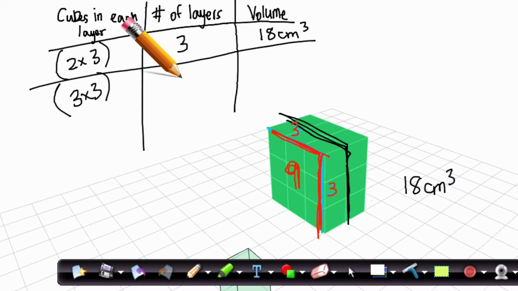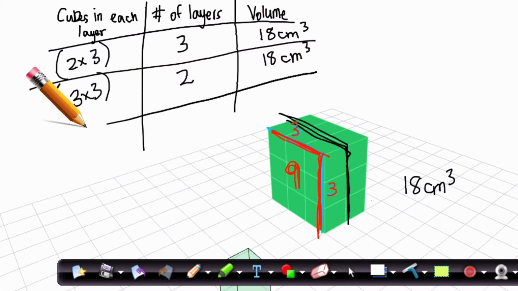That gives me the layer, and I have 1, 2 of those layers. So let's see, 3 times 3 is 9, times 2 would be 18. Still working out so far, that's awesome. Okay, let's try just one more.